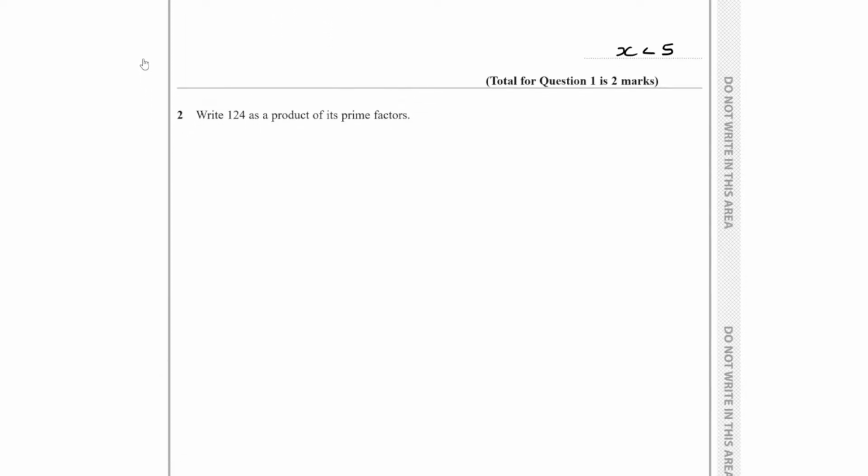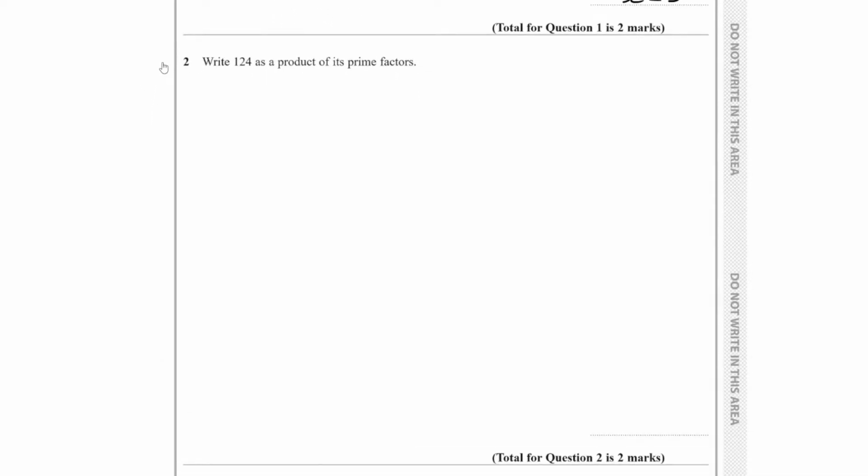Question 2. We're now asked to write 124 as a product of its prime factors, which is prime factor decomposition. So you can use a factor tree, or more specifically a prime factor tree. I normally try to divide initially by prime factors. So I pretty much always start with 2 if it's an even number, so I can halve it to get 62. Can I use 2 again?